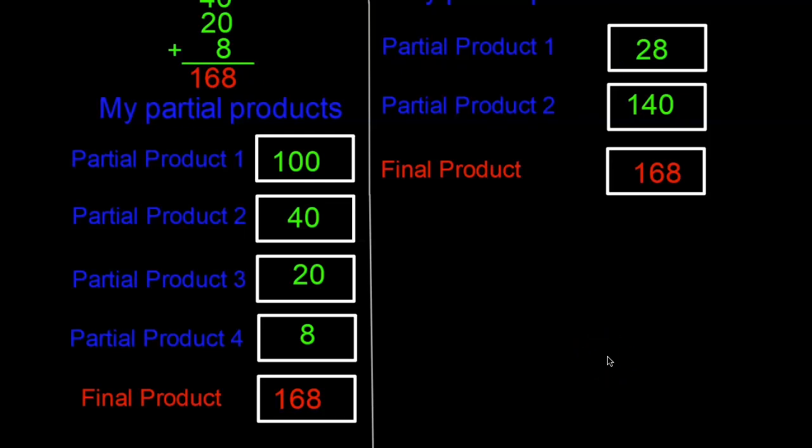And I want you to go back and look at this video so that you can see how we compare the area model and the standard algorithm and came out with the same product.